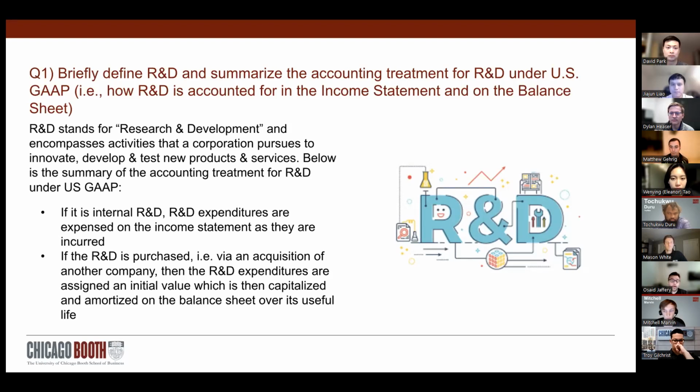The accounting treatment, according to the US GAAP, is that if the R&D is internal, R&D expenditures are expensed on the income statement as they are incurred. However, if the R&D is via a third party, for example, through an acquisition of another company, then R&D expenditures are capitalized over the useful life of the product, and that's how the accounting treatment of R&D is done today, according to the US GAAP. Question two.